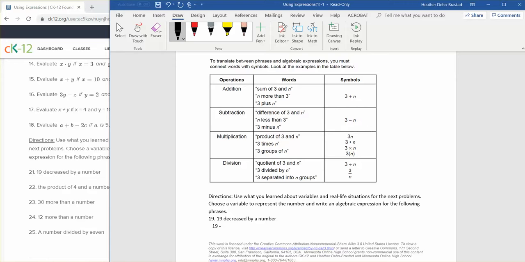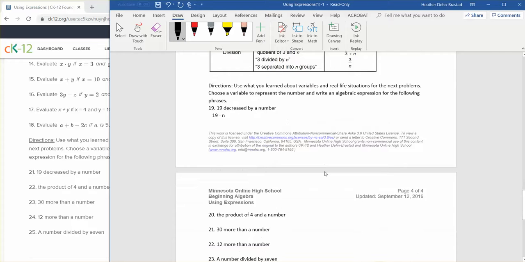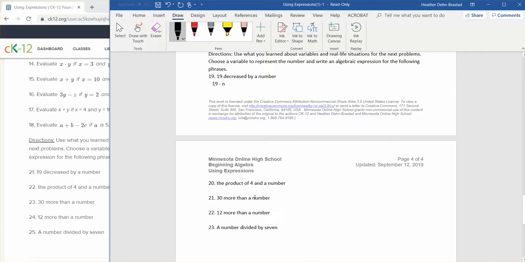And then for a number, you get to pick any variable you want. You could use n, you could use x, you could use t. You can use any letter you want as the variable. And that's all you have to do for these. That's it. There's nothing else to solve or finish.